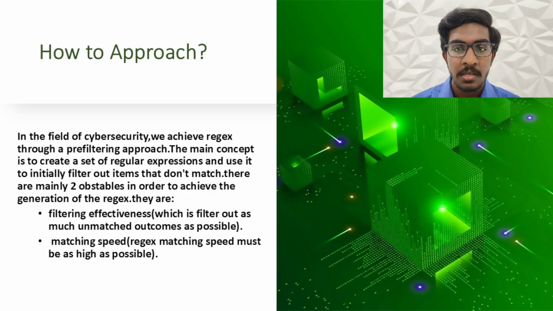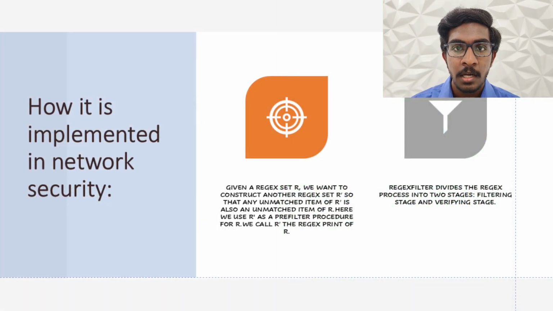Filtering effectiveness is sorted out by filtering out the unmatched patterns as much as possible before the second step. For the matching speed, we use something called TCAM, which will be explained thoroughly in the next upcoming video.